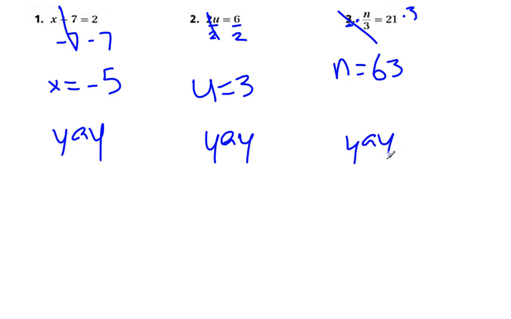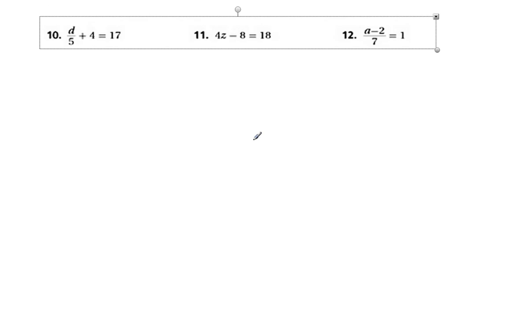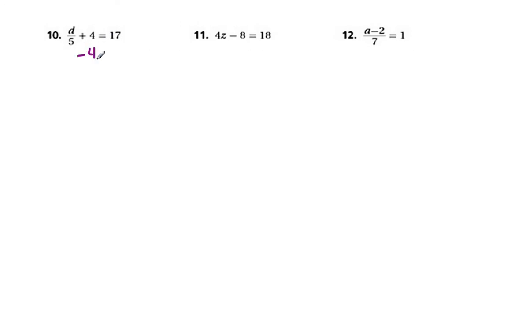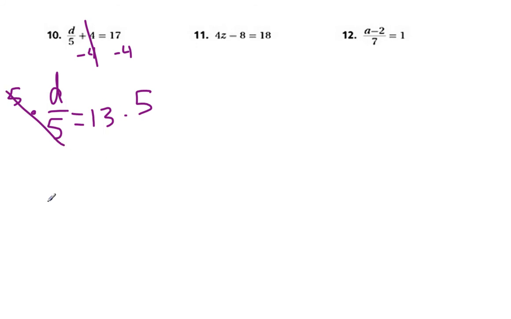Yay. Alright, let's skip some of the middle ones and do some two-step equations here. So if we have 2 steps, remember we get rid of our adding and subtracting first if we can. So over here we have -4, -4. So that gives us some number divided by 5 is going to be equal to 17 minus 4 is 13. So then we just multiply both sides by 5. So that'll cancel out. And we get d equals 65.